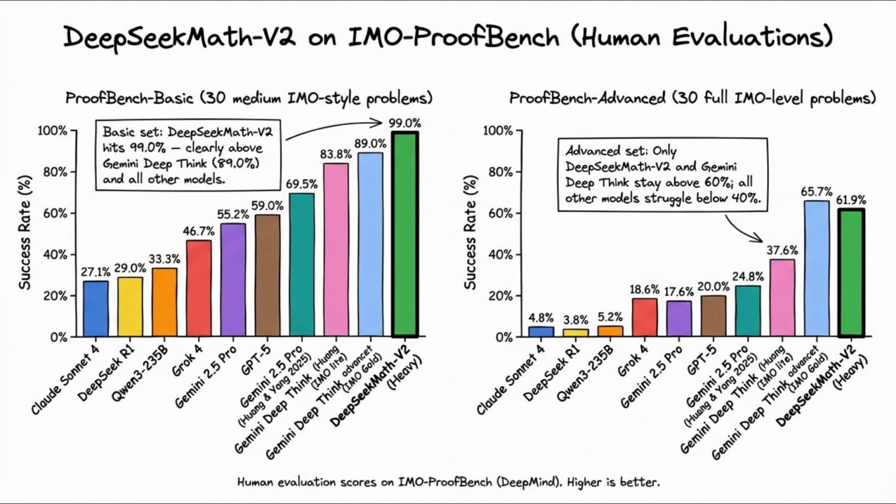Back on November 28th, DeepSeek dropped Math-V2. It is open source, and frankly, it is in a league of its own. Today, I'm going to show you exactly how to run it with API. On basic benchmarks, it hits 99% success, leaving models like GPT-5 behind. And on advanced IMO proofs, almost everyone else crashes, except for DeepSeek and Gemini DeepThink.